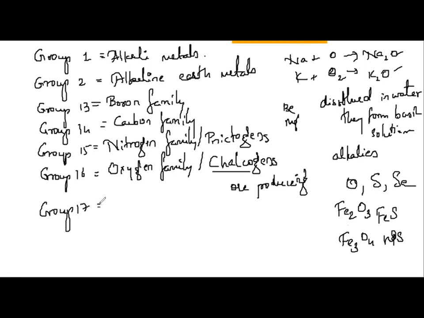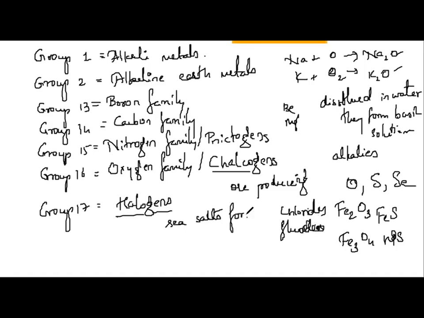Group 17 elements are called halogens. Rather than calling it the fluorine family, they are called halogens. Why halogens? Because gens means producing or forming, and halo means sea salts. If you see, most of them, chlorides, fluorides, iodides, are produced from the sea salts. Therefore, they are sea salt forming elements. Therefore, they are called halogens.